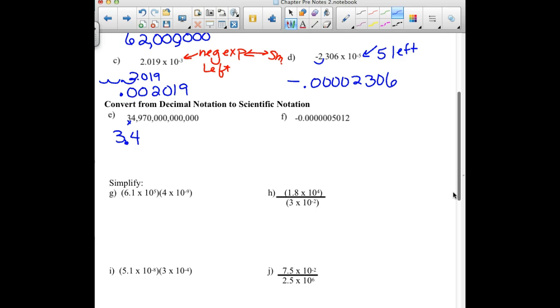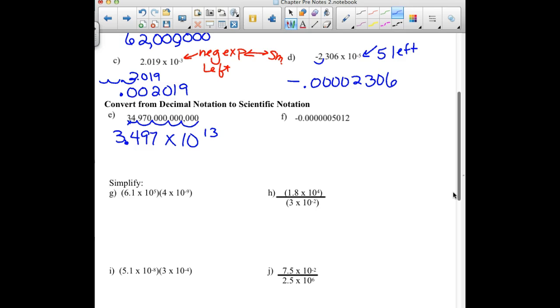So we need 3.497 times 10 to a power, and that power is going to be determined by how many decimal places we have to move. So we have 3 here, 6, 9, 12, 13 to get around that 4. All right, and since it was a very large number to start with, our power is positive.